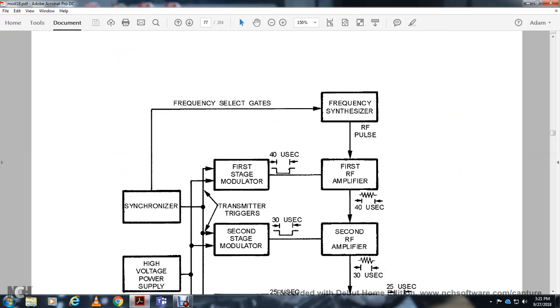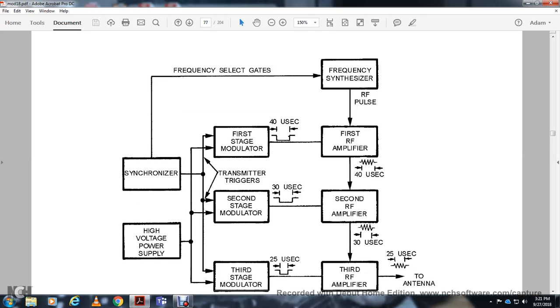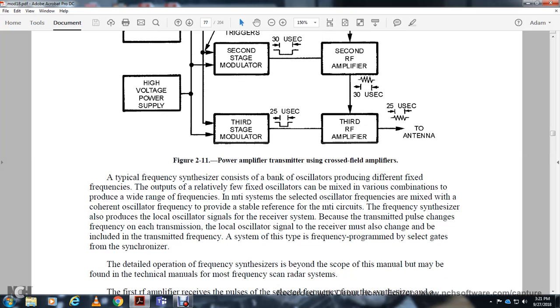The diagram shows the synchronizer and the frequency selector giving the frequency shift, then the first radio frequency amplifier, second radio frequency amplifier, first stage modulator, second stage modulator, high power voltage, third stage modulator, and third stage radio frequency oscillator amplifier.